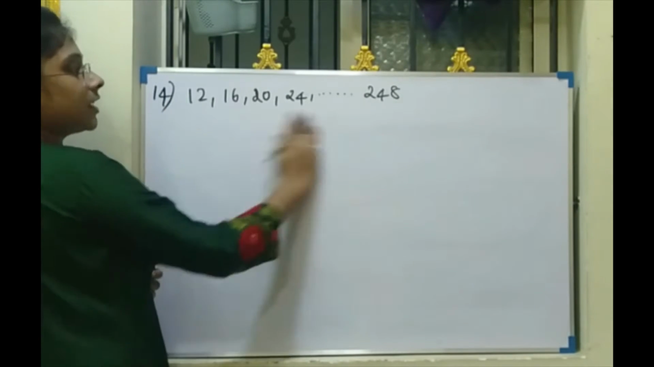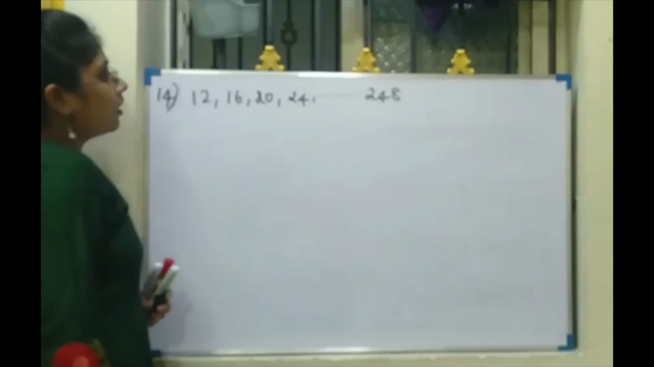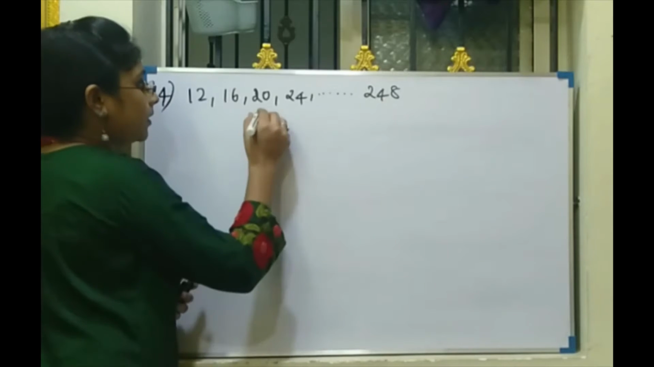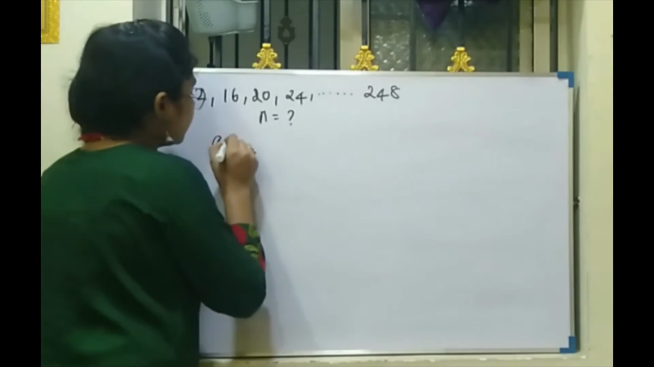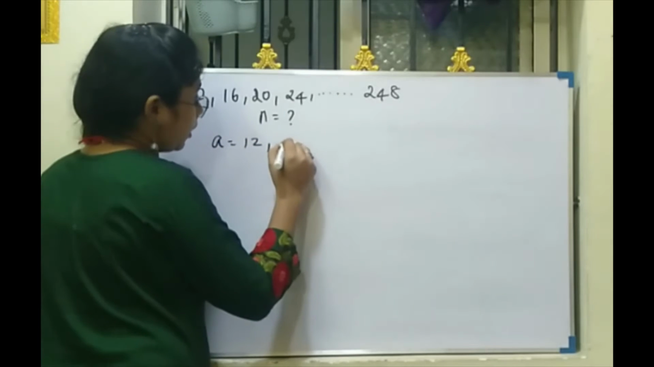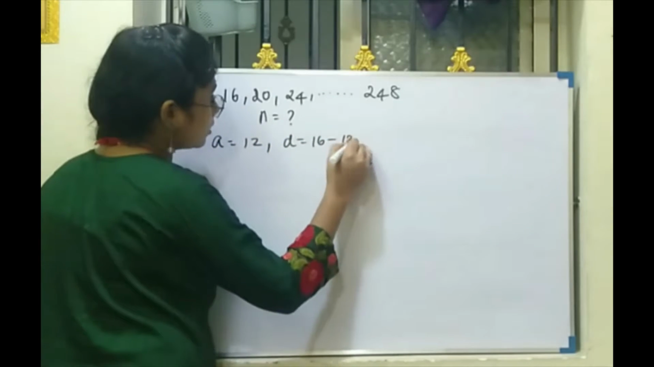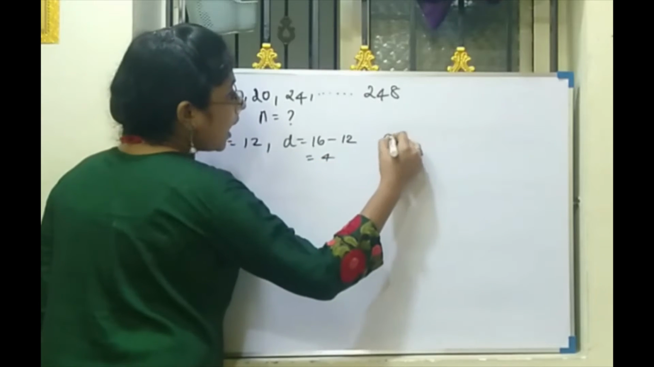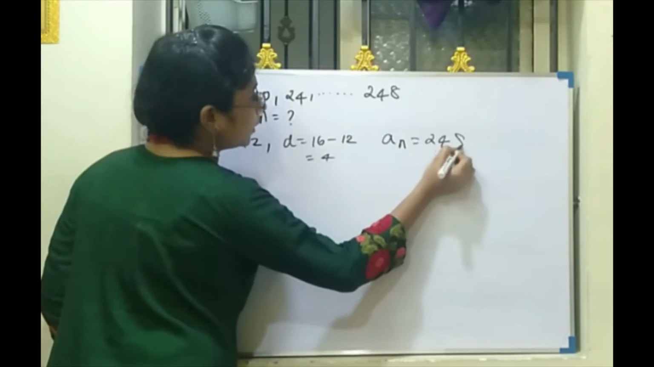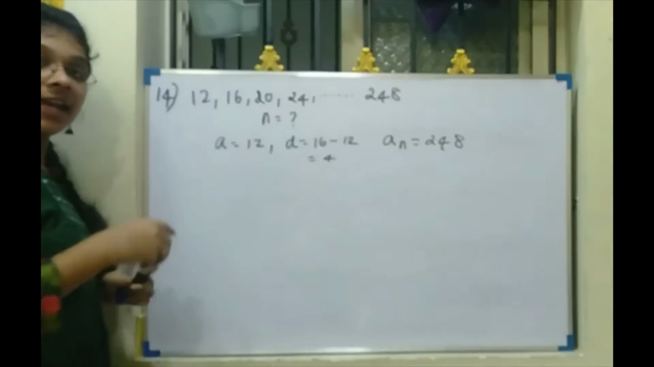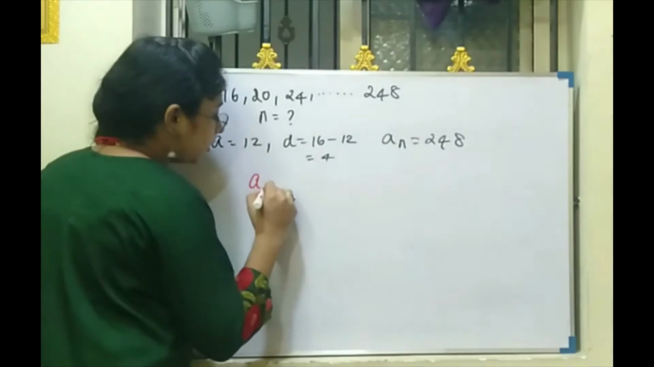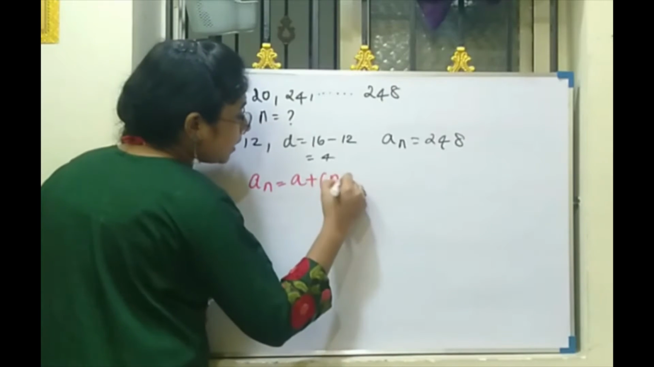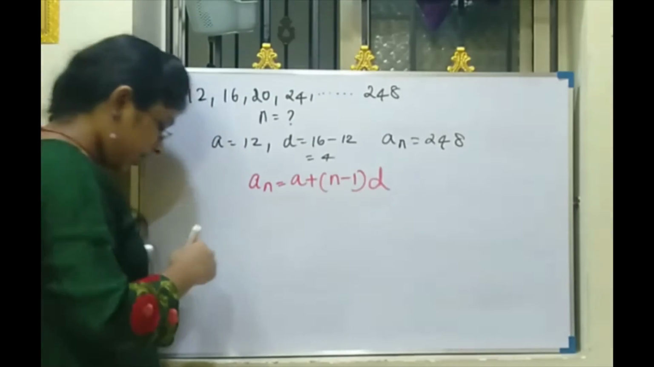This is a given AP sequence. Now we have to find the number of terms, that is n. So what is n? Here a is equal to 12 and d is equal to 16 minus 12, which is equal to 4, and an is equal to 248. Now what's the formula for an? Yes, an is equal to a plus n minus 1 into d.